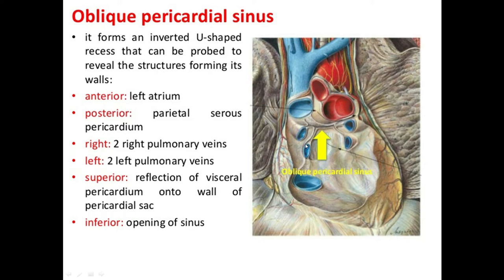So pulmonary veins, to right and to left. Anteriorly is the left atrium, posteriorly is the pericardium. On the right side are the two pulmonary veins of the right side and two pulmonary veins of the left side. One more slide, we can have a look.